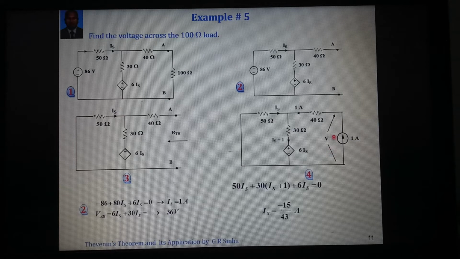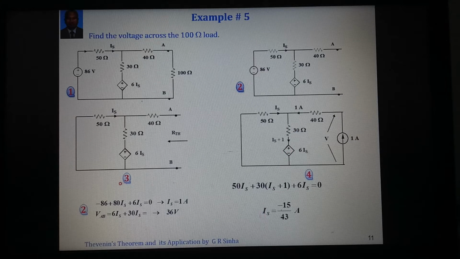So can we write one simple KVL? How can we write this KVL? Here is Is and we are interested to determine this Is. So this 1 ampere enters, there is a KVL here and there is another KVL we can write here, that is 50Is plus 30 into Is plus 1 plus 6Is is equal to 0. We can see here, and the Is comes as this.